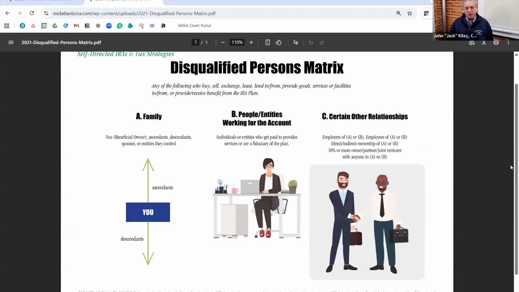Okay. So these disqualified persons fall into three groups. The first is family members. So if you kind of reach out there in space and put a dot, and if you were to draw a vertical line through that dot, anybody that's on the vertical line is disqualifying. So your ascendants, descendants, spouses. So I wouldn't be able to buy a property in my retirement account from my father, for instance. Okay. I wouldn't be able to rent it to my son, even at fair market value.